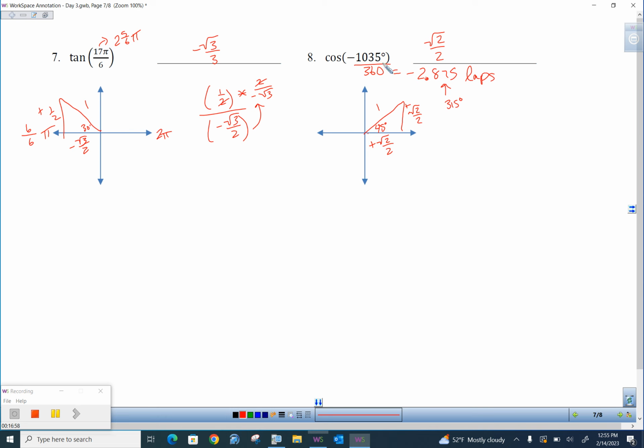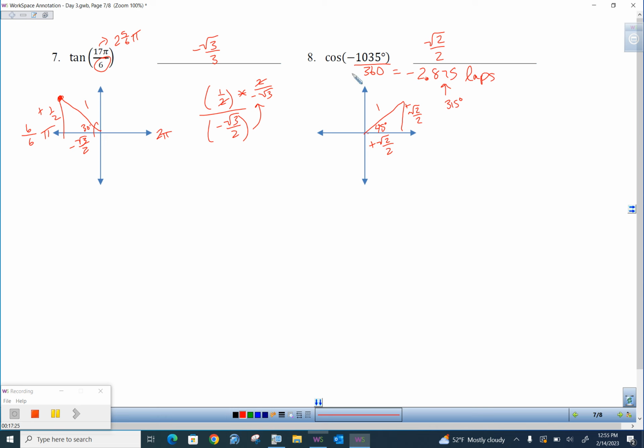Okay, some strategies for figuring out where those are when we see larger fractions with radians or larger numbers in degrees. So here, one strategy for radians is change it to a mixed number. So this is 2 and 5/6 pi. So 2 pi is 1 lap around, and then 5/6 more just goes this extra. Okay, and then we can fill in our triangle from there, knowing that the 6 on the bottom puts a 30-degree angle in the corner.